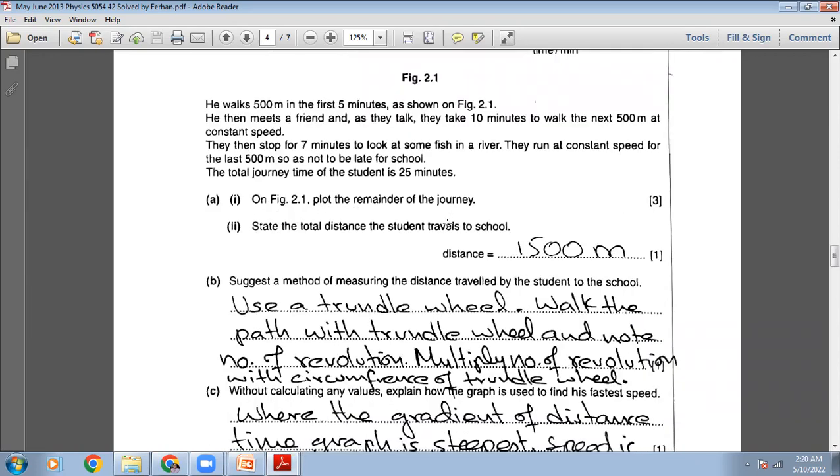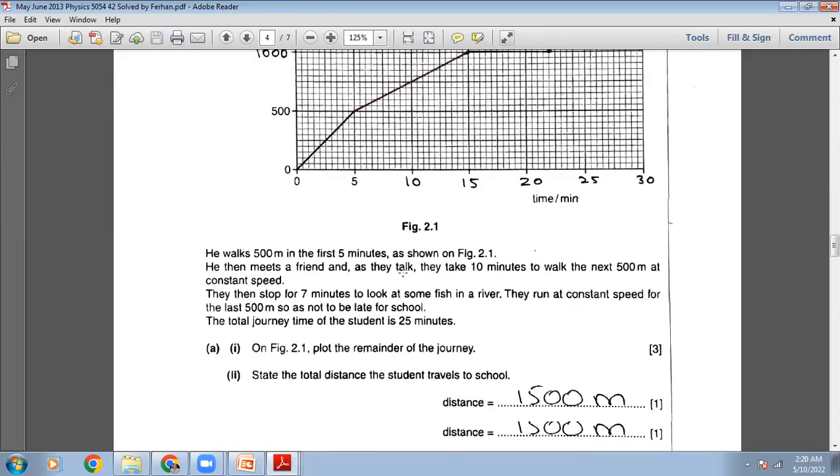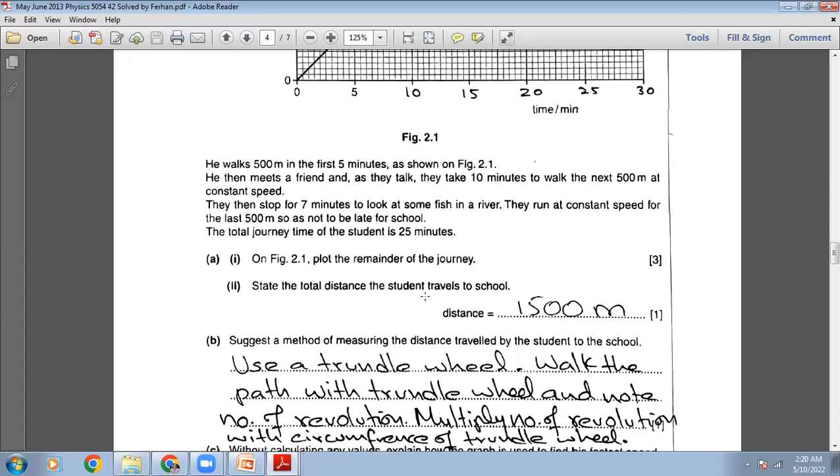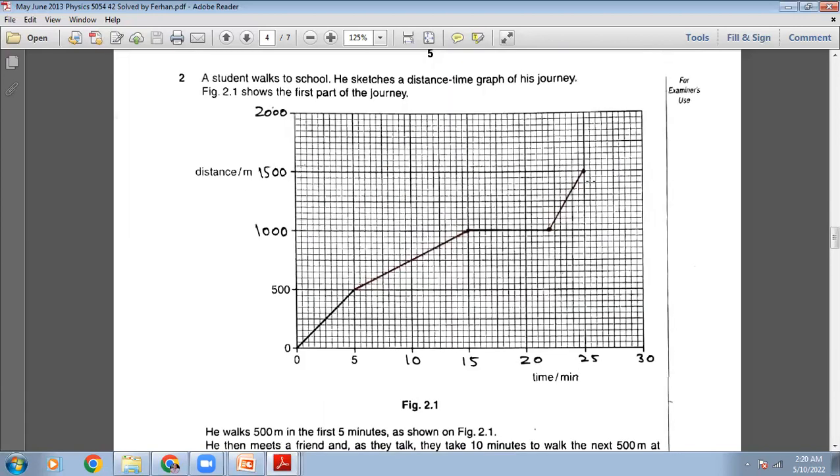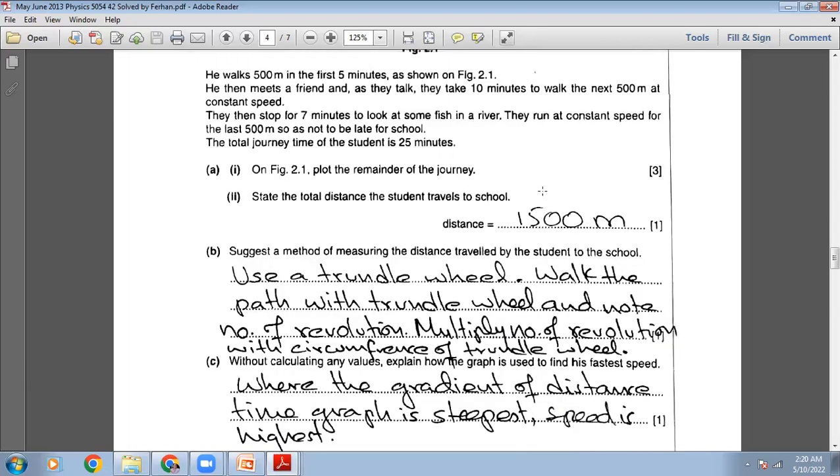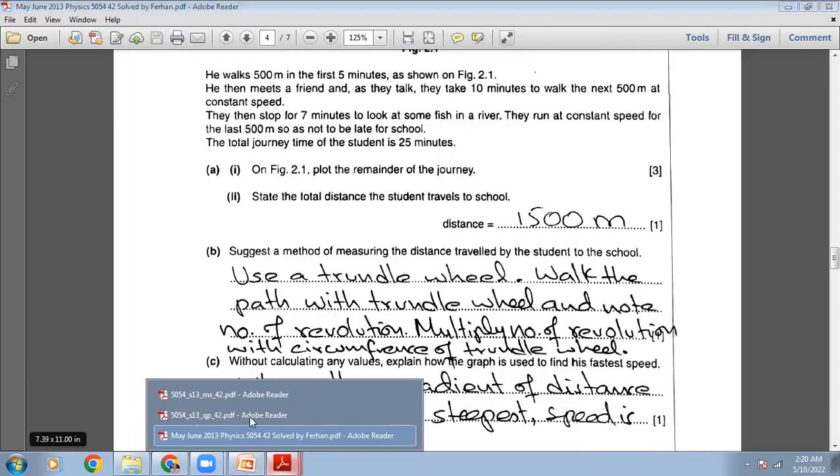On figure 2.1, plot the remainder of the journey. We have plotted it. And state the total distance the student travels to school. So the total distance they have covered is 1500 meters. So 1500 meters is the answer.